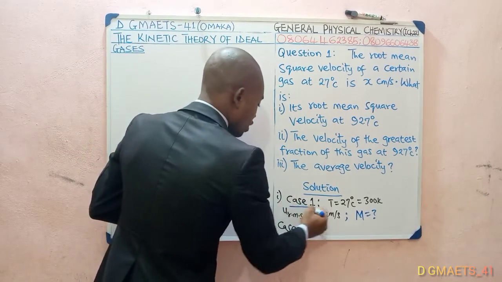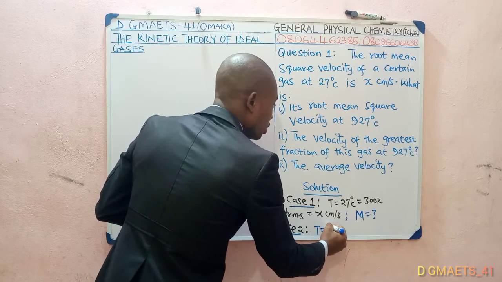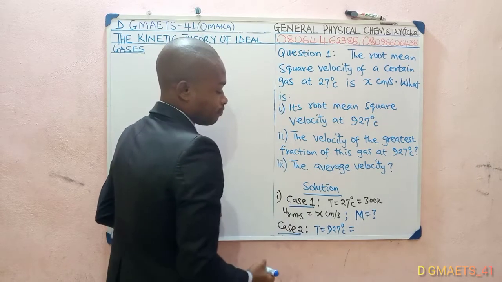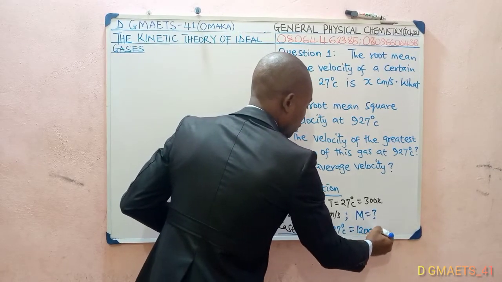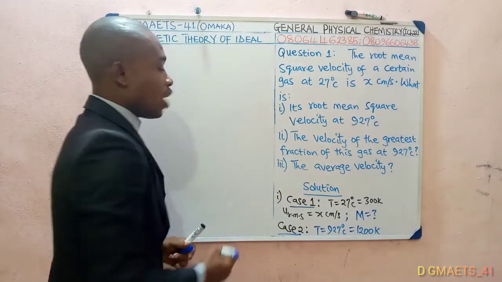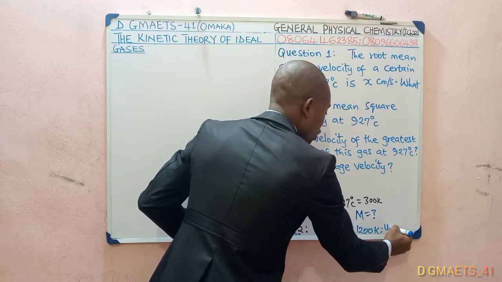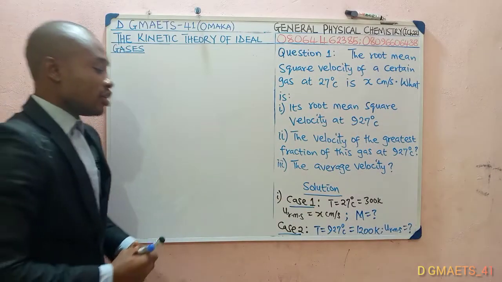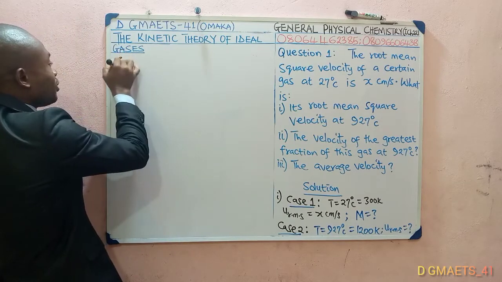What do we know about case 2? We know the temperature to be equal to 927 degrees centigrade. This converts to, if you add 273 to this, you're going to get 1200 Kelvin. Now we have to calculate the root mean square velocity at that temperature. In that case 2, we don't know it, alright? So this is what I will now do, like I stated earlier, from case 1.